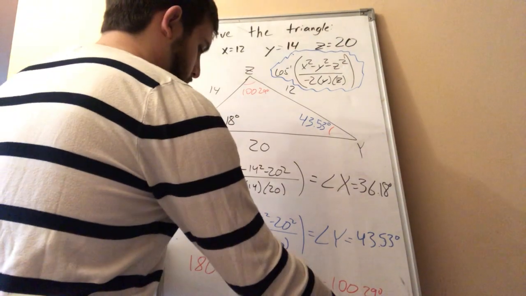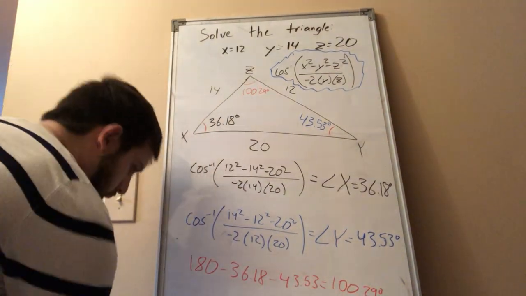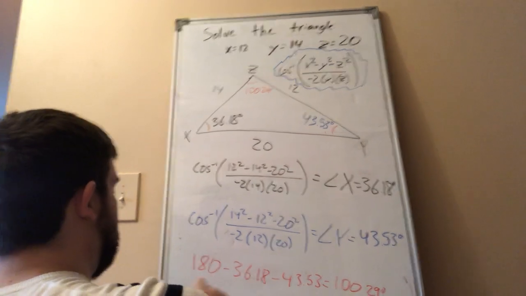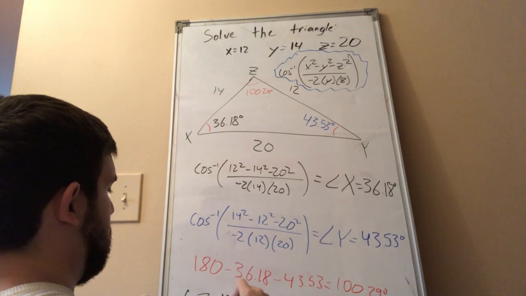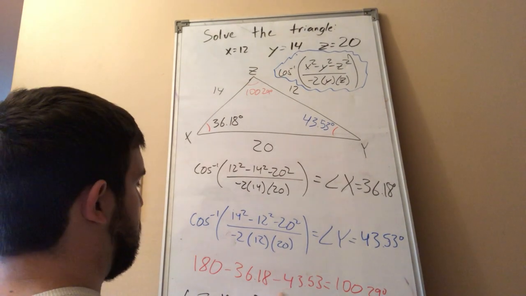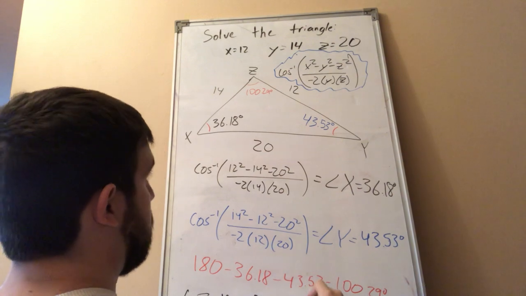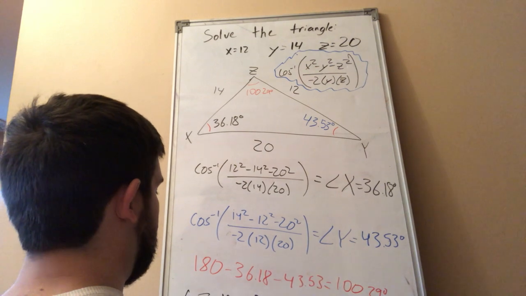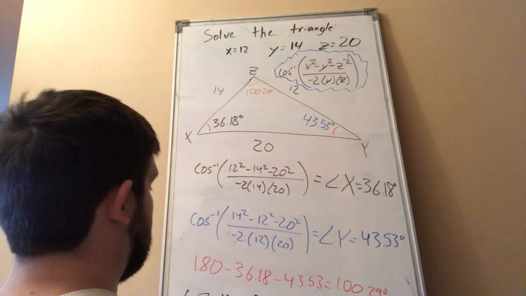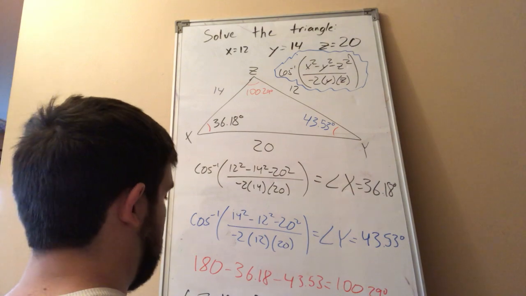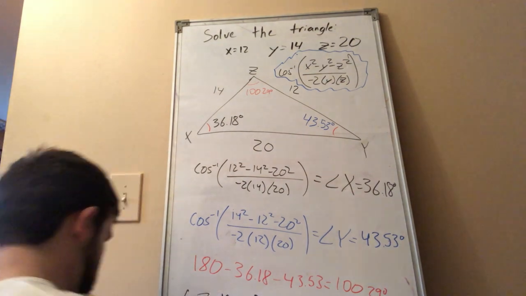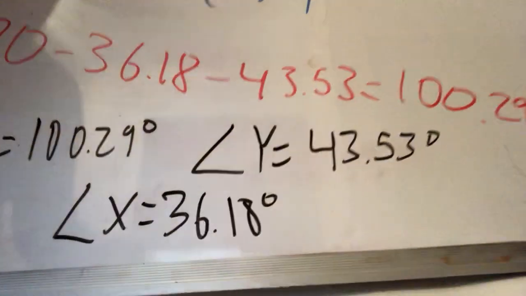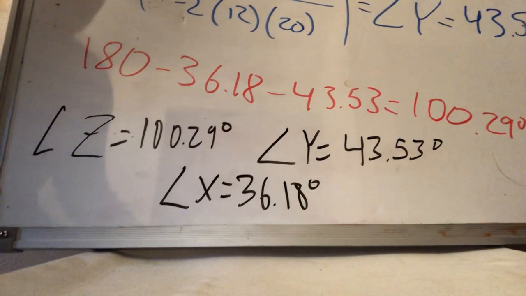So I'm just going to put it as a recap at the bottom, and I'll zoom in for you at the end. When I say solve the triangle, we need to find all the key information. So that means that angle z is equal to 100.29 degrees. Angle y is equal to 43.53 degrees. And angle x is equal to 36.18 degrees. Boom, boom. So I'll zoom in on that right now. There are your three final answers.